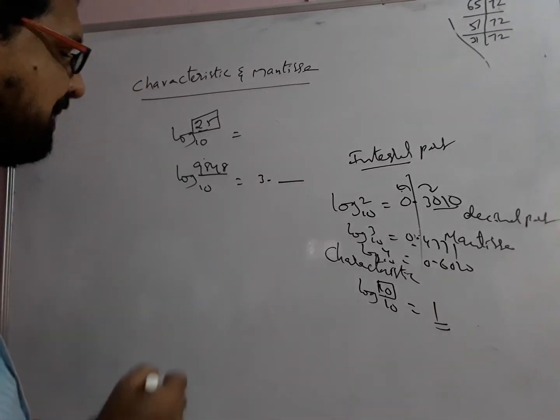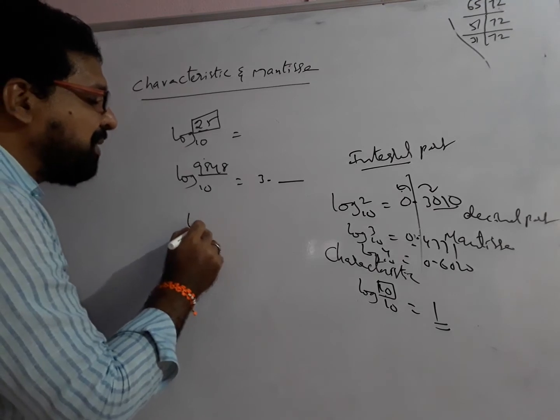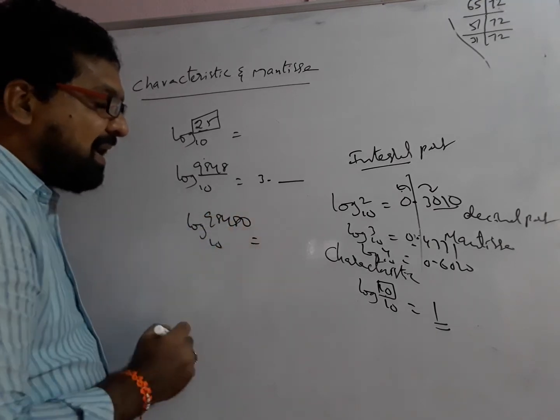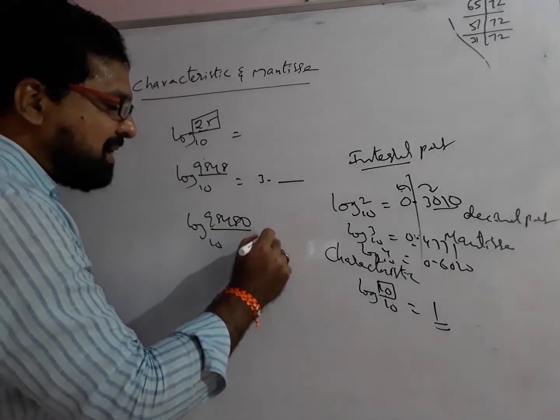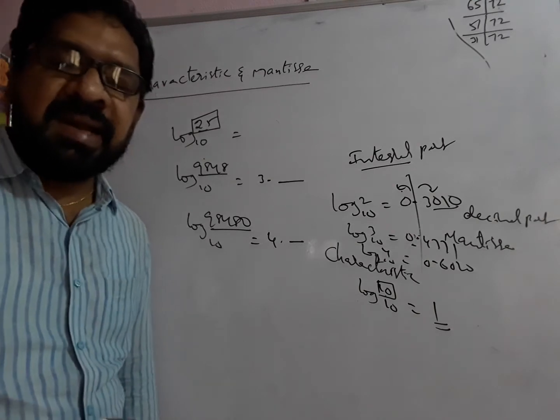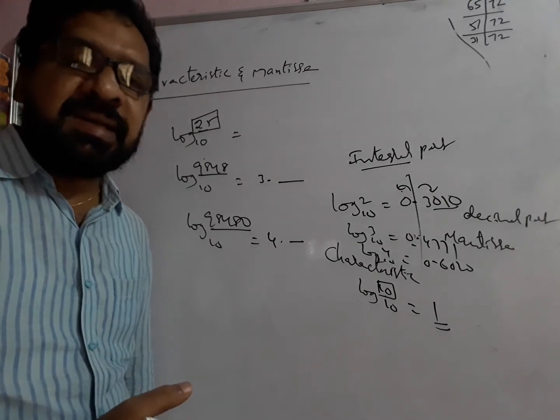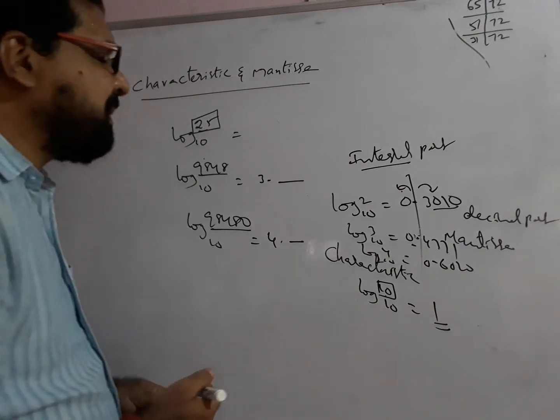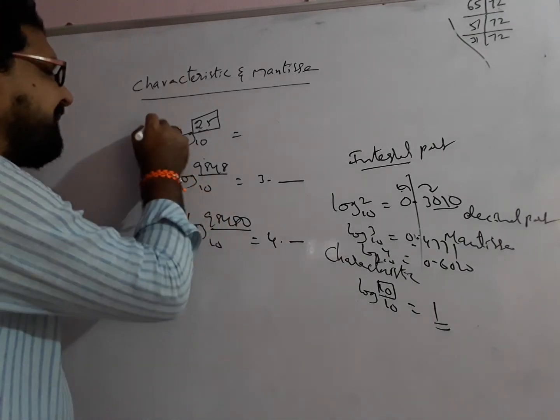Right? So here the logarithm of 98480 to the base 10. Here the number of digits is 5, so the characteristic is 4 point something. So you can find the characteristic like that, whereas the mantissa is found with the help of logarithmic tables. So this is about the characteristic for the first case.